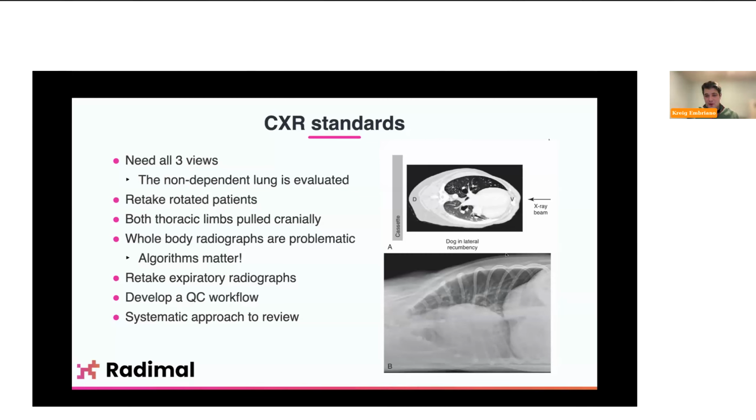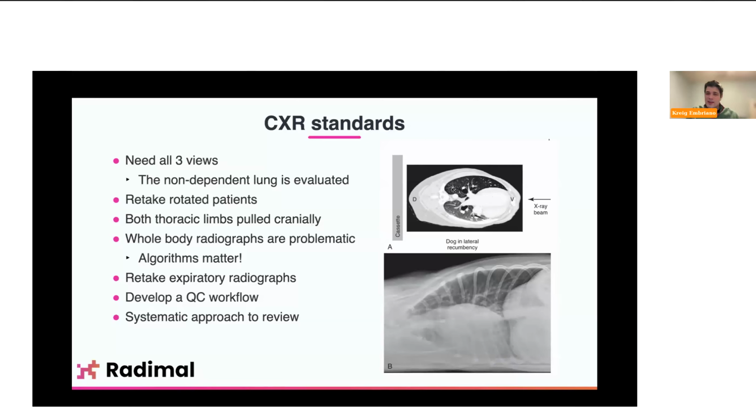And so if we look at this image here, this is a slice of a CT scan of a dog in lateral recumbency. And so this is the recumbent side. This is the recumbent lung. And look how much more white or attenuating this lung is and how much smaller it is compared to, say, this one, this non-dependent lung, much more black, much more gas filled.